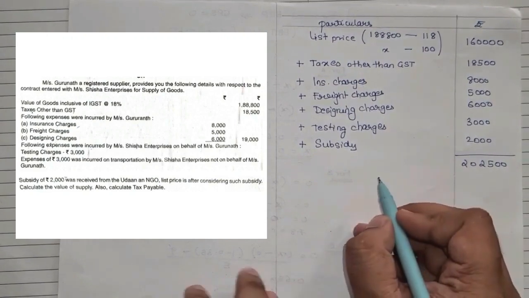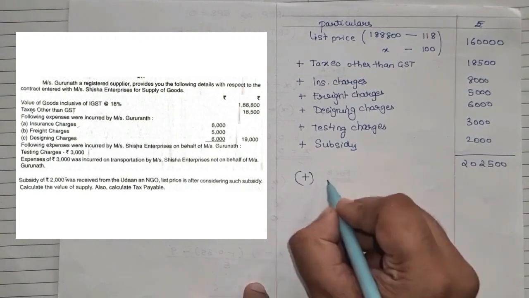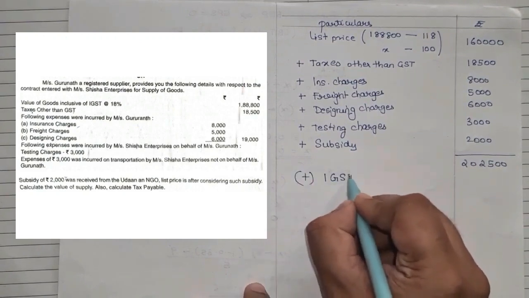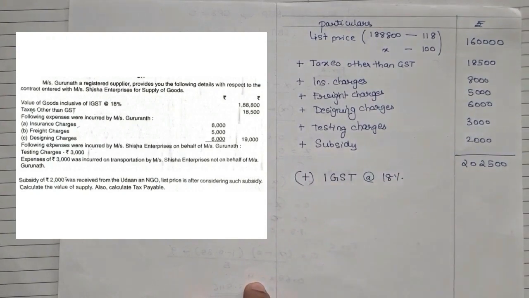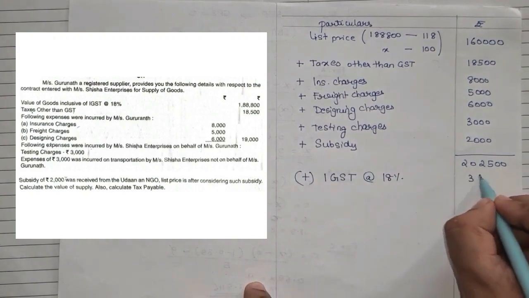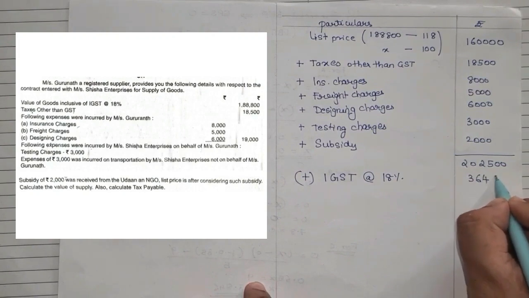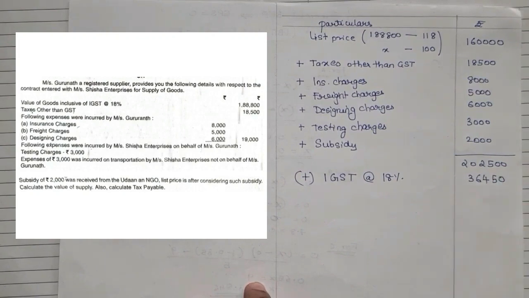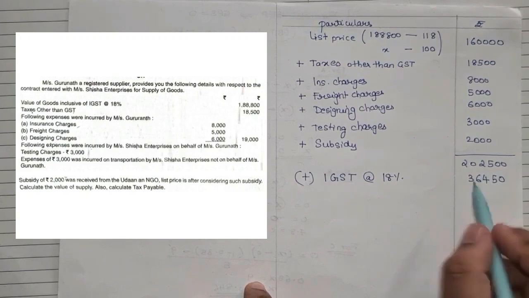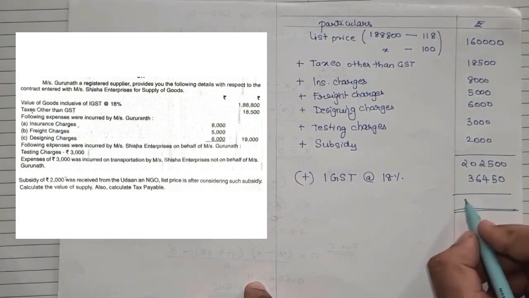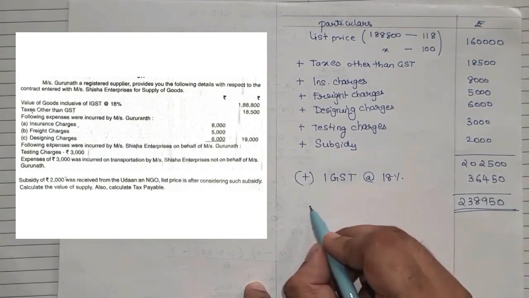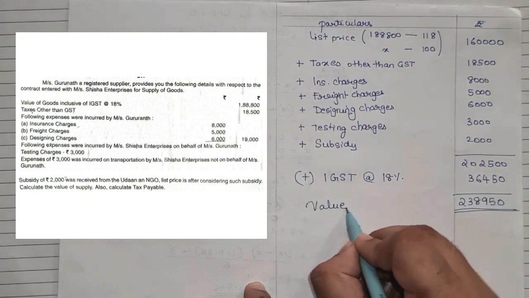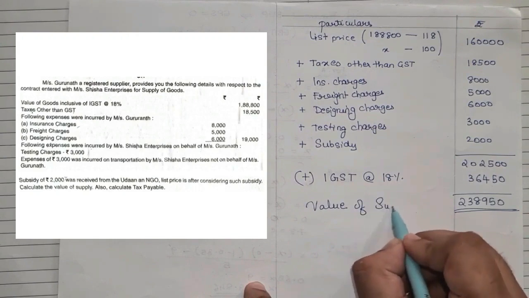Okay. Now on this amount we need to add IGST, in this case, at the rate of 18%. So into 18%, if I do, I get the value of 36,450. You add it with your 2,02,500 and we will get a total value of supply, which is 2,38,950. This is nothing but my value of supply.